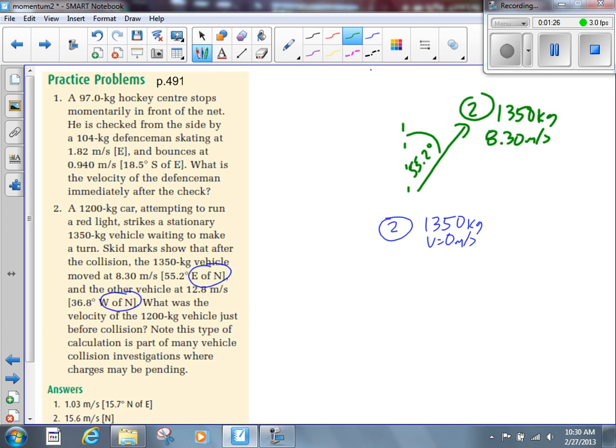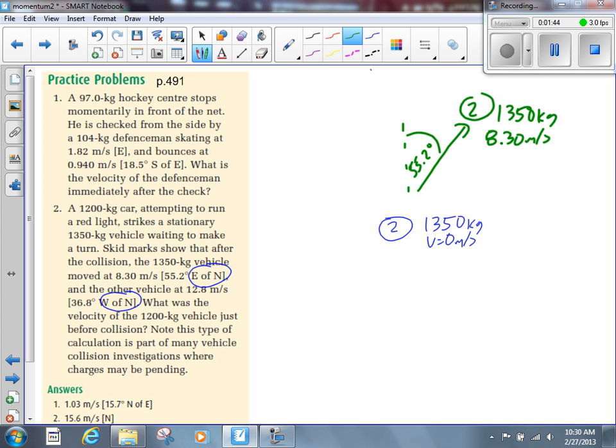Do you see why that's east of north? The angle's always got to be measured from an axis, north, south, east, or west. This one's measured from north, so it's going to be something of north. Well, the only logical one that it can be is east of north because it's going east and north. So this is 55.2 degrees east of north.